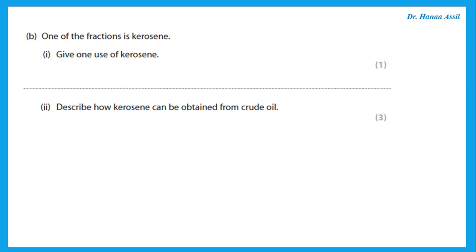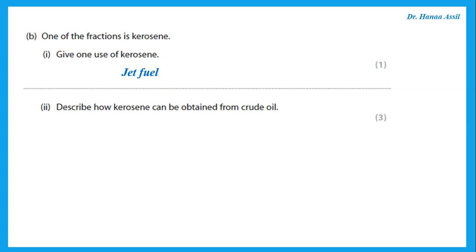Okay, one of the fractions is kerosene. What is the use of kerosene? You should remember the uses. Actually, you should remember the uses of all the fractions. Kerosene is used as a fuel for jets or for aircraft.